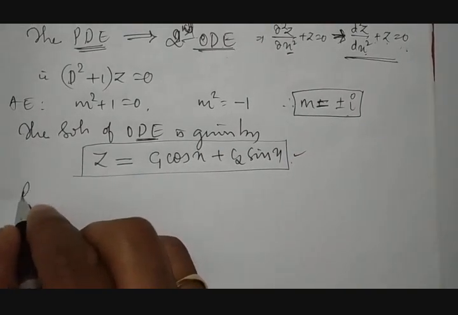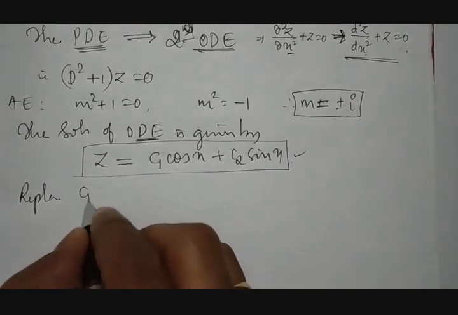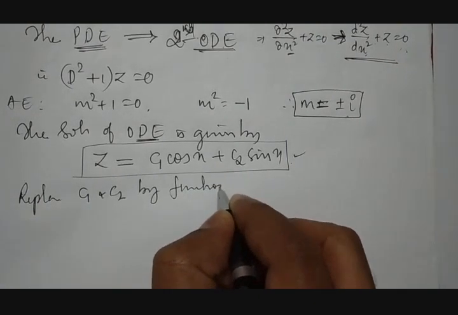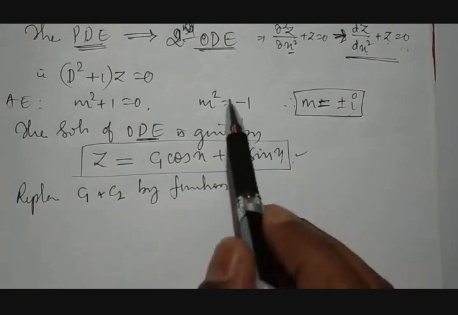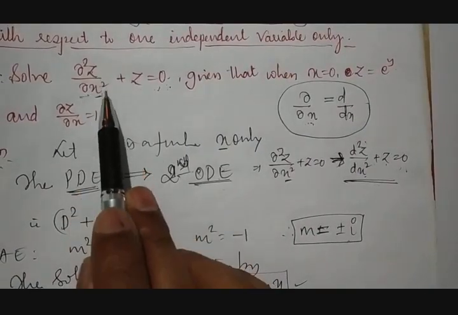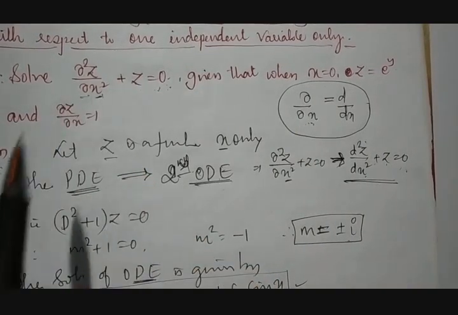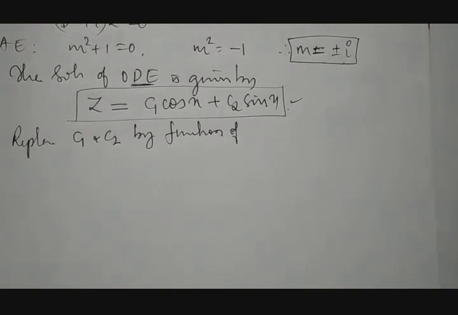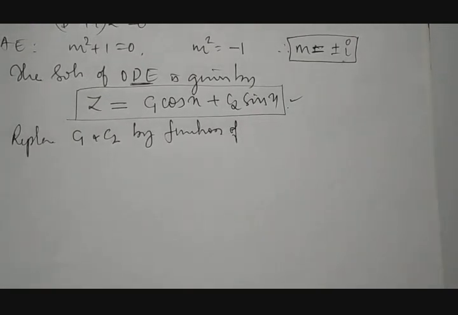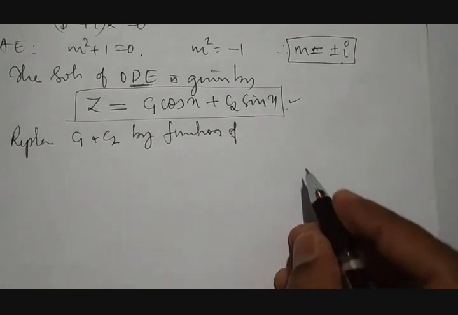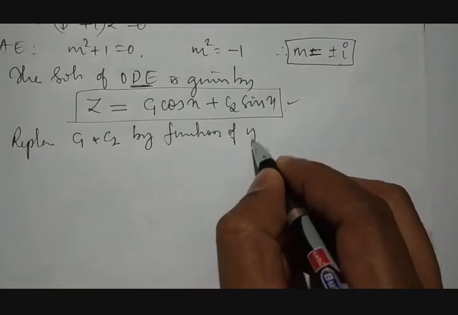Let us replace C1 and C2 by a function of what you can see here. It is a differential equation with respect to x. X is the variable here. Then we need to convert the arbitrary constants into arbitrary functions. For that, what to do? We need to choose a function of y.